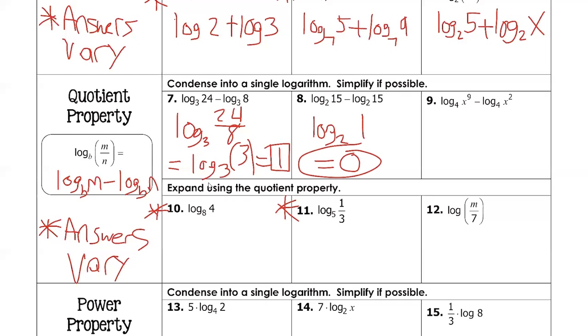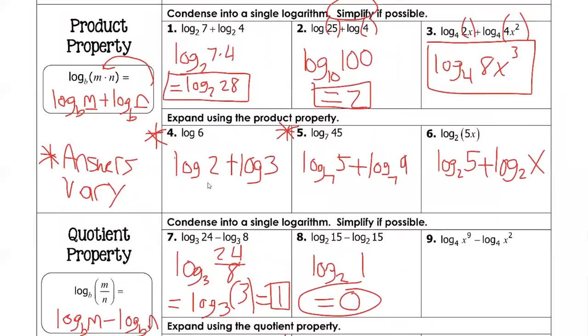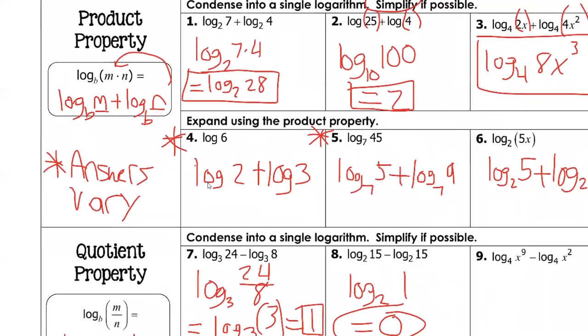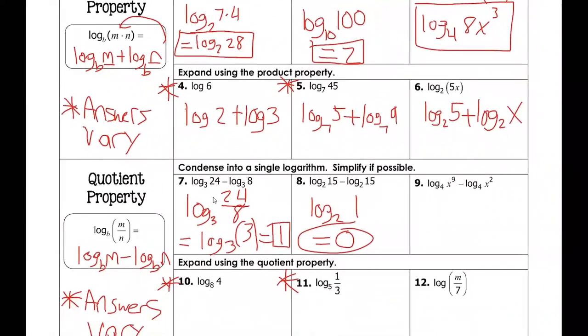Like I said, some of these don't simplify nicely. That's, for example, why I didn't simplify number 1. 2 up to what power equals 28? That doesn't really have a nice answer. That's where you'd have to use the change of base formula from yesterday's notes.